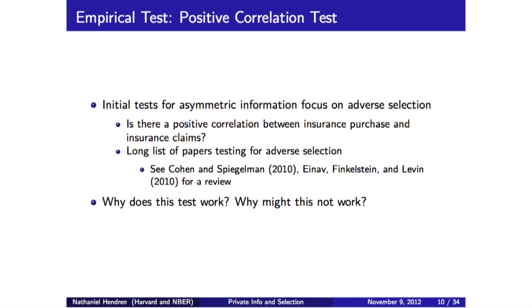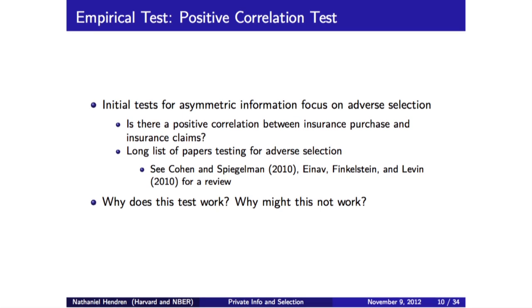Another term for the positive correlation test is basically adverse selection. So is there this positive correlation between insurance claims and insurance purchase decisions? Okay. So there's a long history of, recent history, I guess, but a long list of papers testing for adverse selection. There's great review articles out there, Cohen and Spiegelman in 2010, and Einav, Finkelstein, and Levin also have a really nice set of review articles that you can go look at.